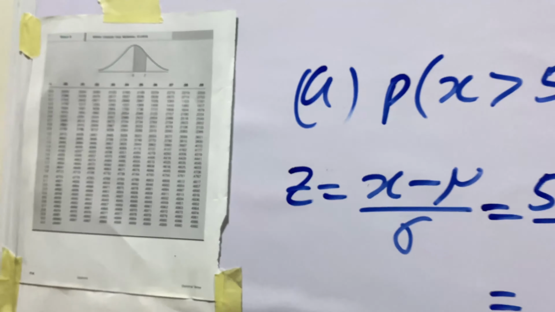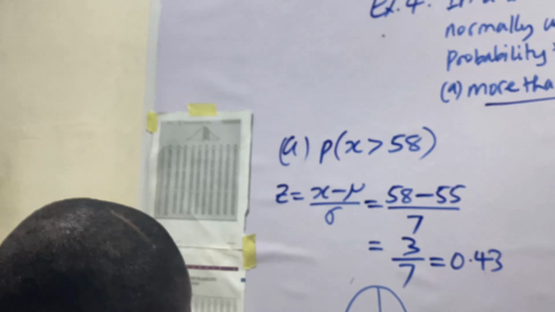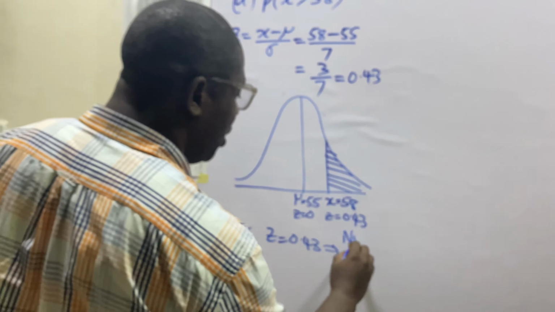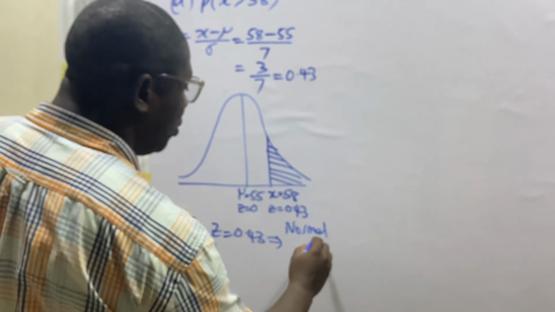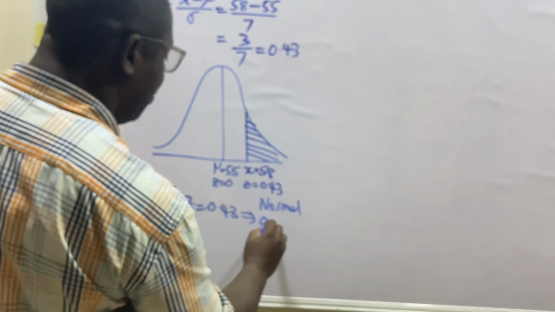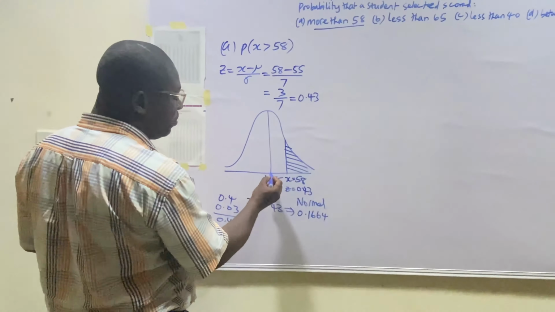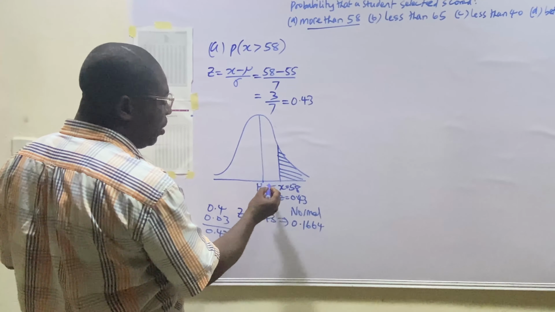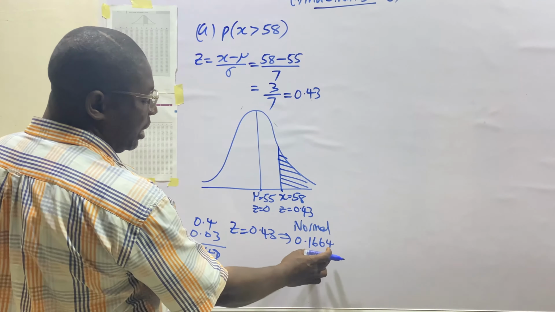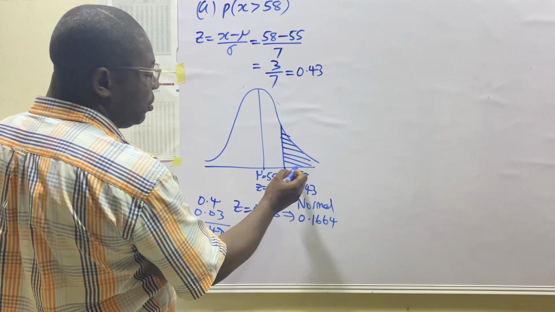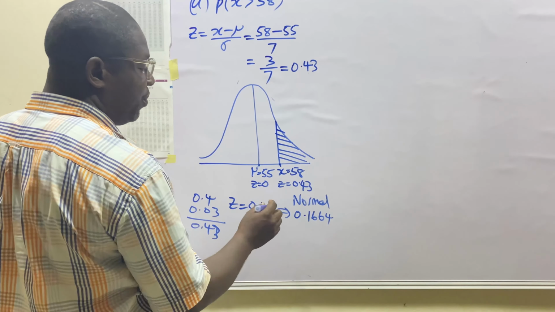So let's come back to our solution. We have a z-score of 0.43. It's going to give us a normal value of 0.1664. But mind you, what we found now is the probability from the mean point to this data point. That's what this represents. But we need to find from here to above 58.